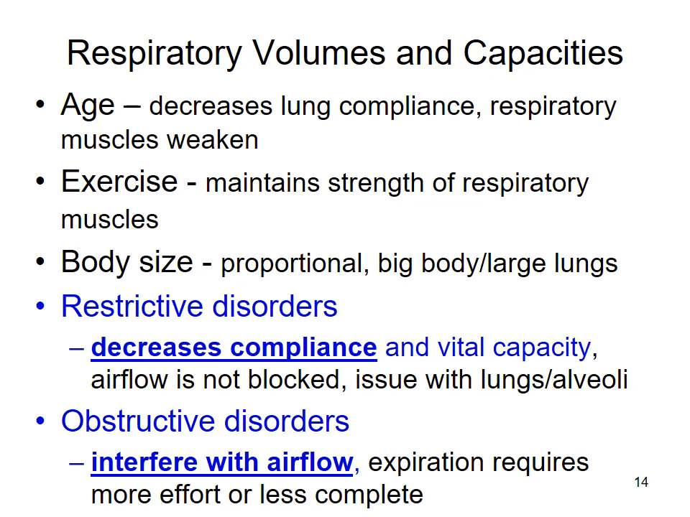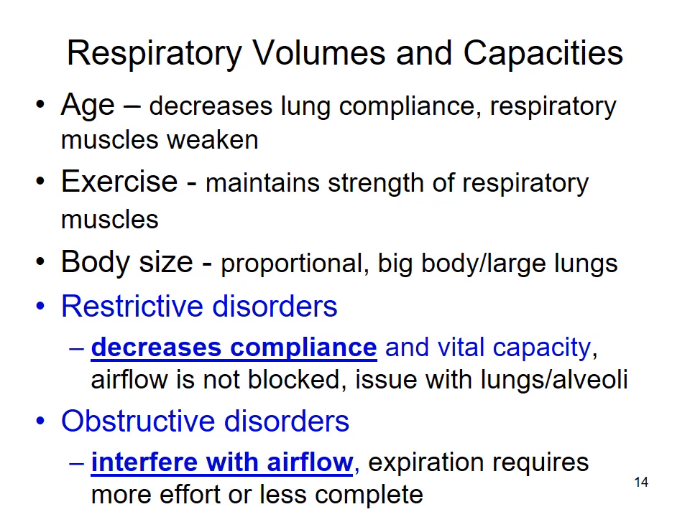Also, what we see happening is things like physical shape. If a patient comes in and they exercise consistently, what we see is that their respiratory muscles have a higher amount of strength. The lungs tend to be a little bit more compliant and flexible.